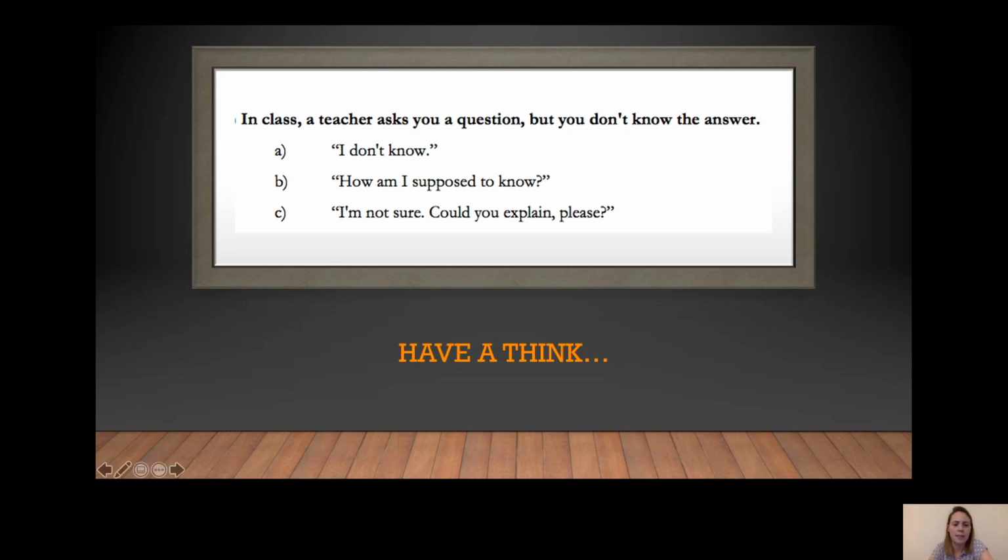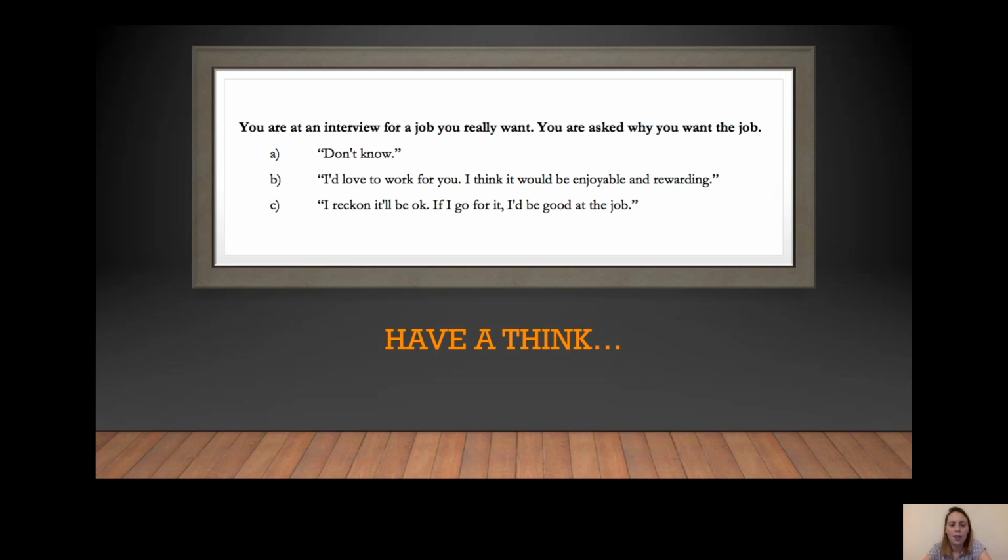Let's have a look at the next example. You're at an interview for a job you really want. You're asked why you want the job. What do you say? "Don't know." "I'd love to work for you. I think it would be enjoyable and rewarding." "I reckon it'll be okay." "If I go for it, I'd be good at the job." Well, you wouldn't say "don't know", because it's not like the classroom example where you know the teacher and you're more familiar with them. This would come across as rude, and if you can't explain why you'd like the job, then you certainly wouldn't get it. So that is far too informal and inappropriate.